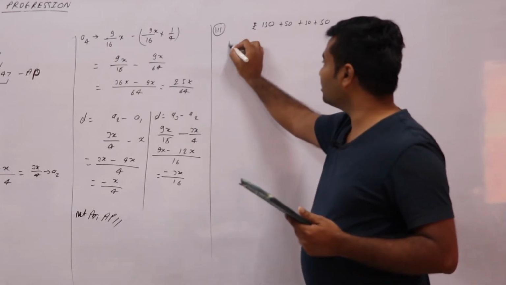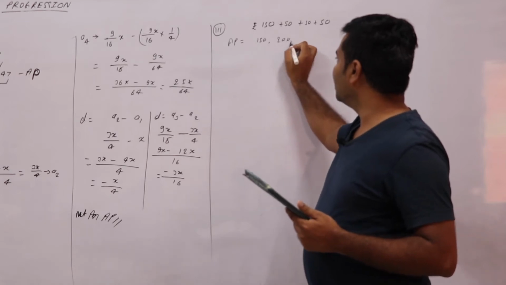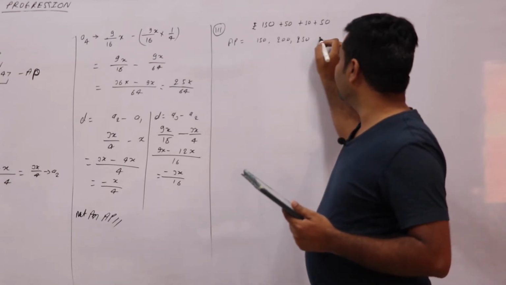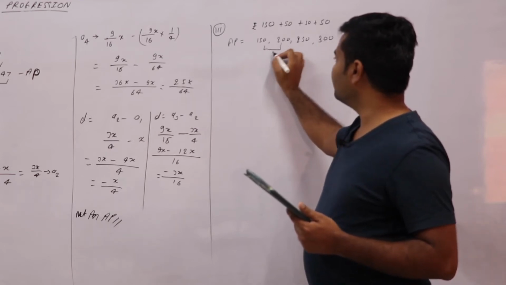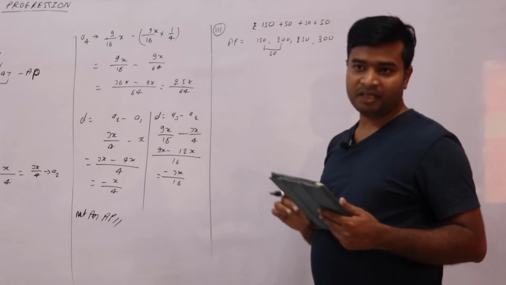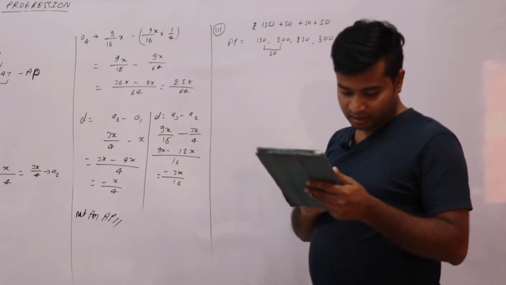If you want to see the terms, the AP will be 150, 200, 250, 300. Yes or no? The common difference will be 50. So this is in AP. Problem understood or not? Achha, next. Question number 4.